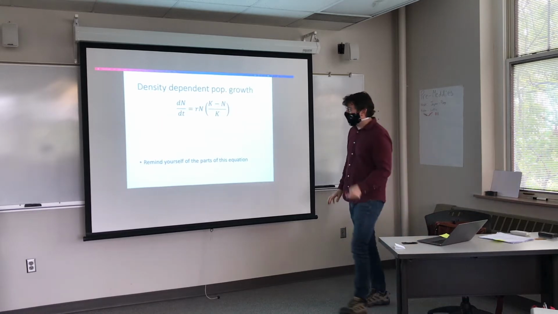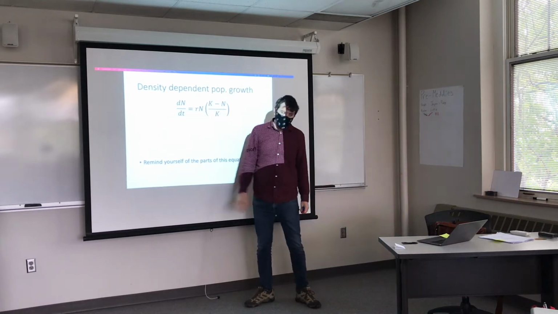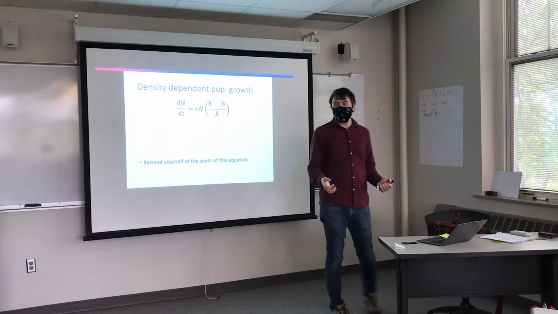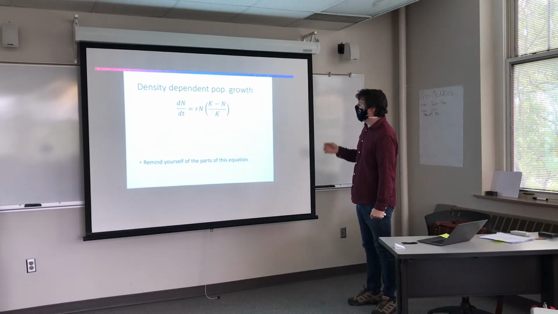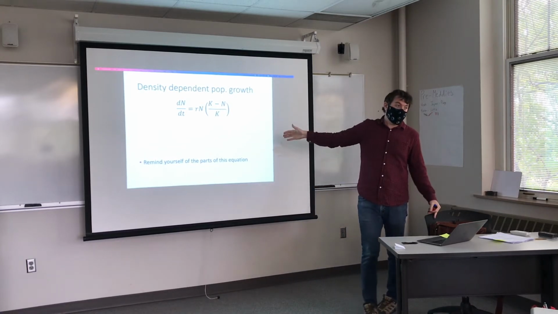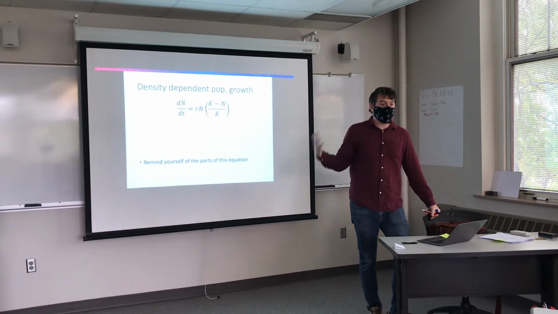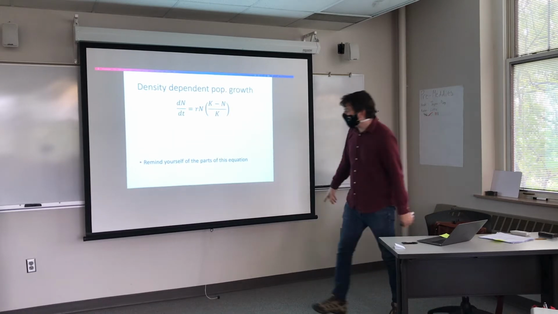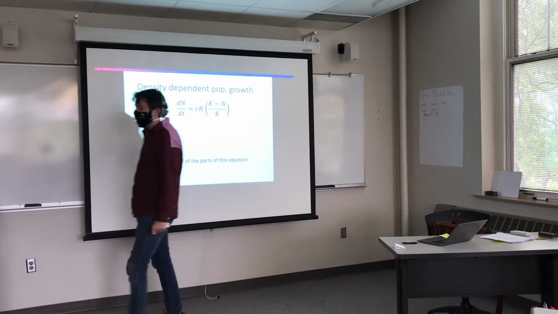This is the mathematical equation that describes the model we just talked about. We're just reviewing it. I want to make sure you guys can read this, read it as though it's in plain English. Can someone tell me what this dN/dt means?